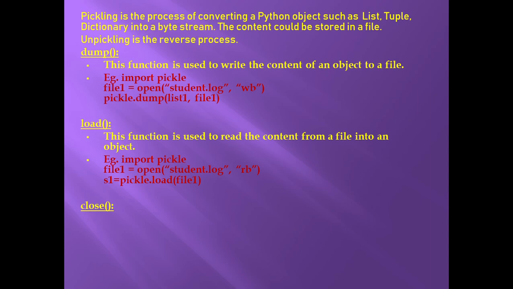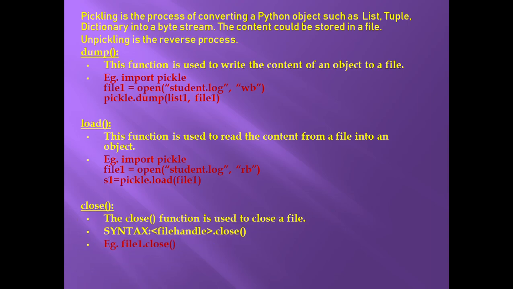So the next is the close function. Whenever we open a file for manipulation, we need to close it. The syntax is very simple. The file handle dot close(). So with this example, file1.close().